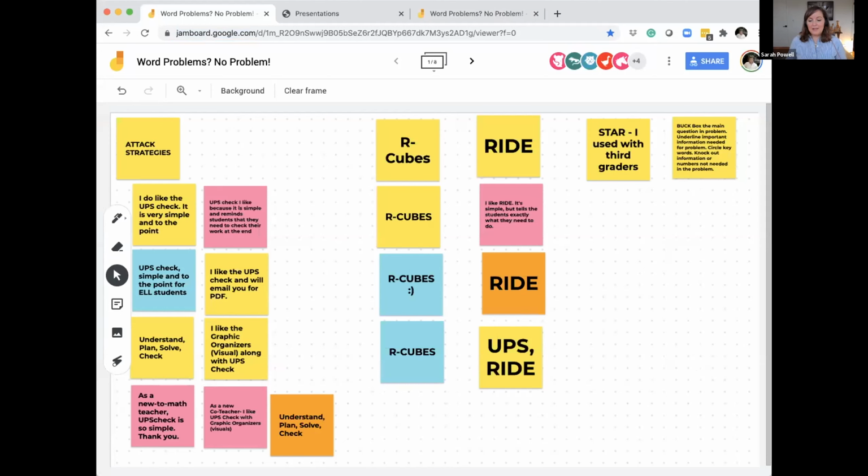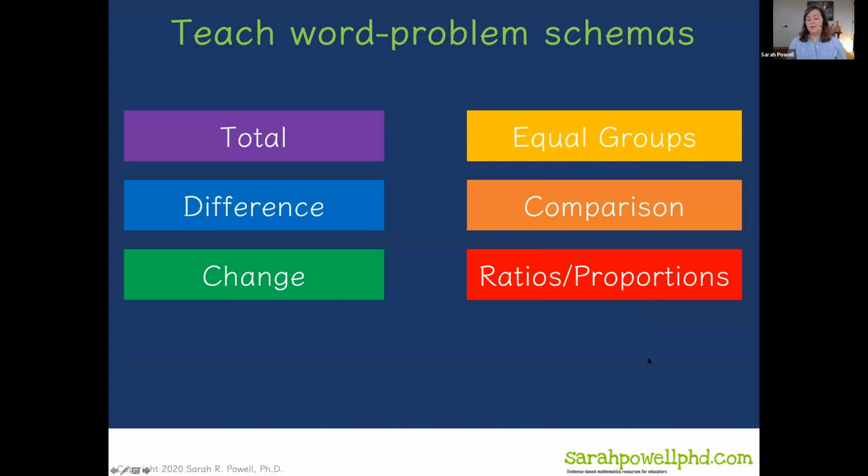And so then we combine that attack strategy with a focus on the word problem schemas. Now the schemas are really important because they help students see that every word problem isn't a totally new experience. And in fact, there's a lot of commonality in word problem solving, and that commonality is what we call these schemas. So the 6 schemas that we regularly see in the elementary, middle school, and high school grades are total, difference, and change, and then equal groups, comparison, and then ratios and proportions.